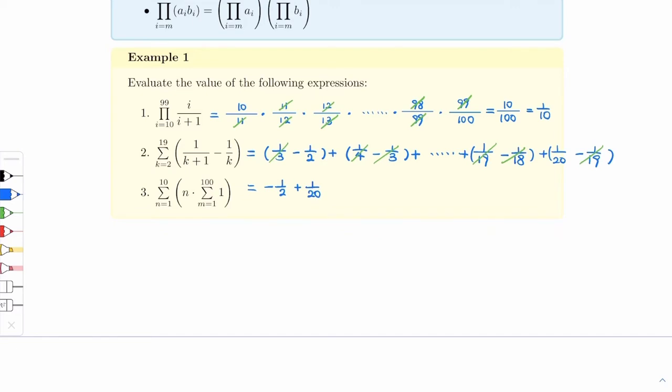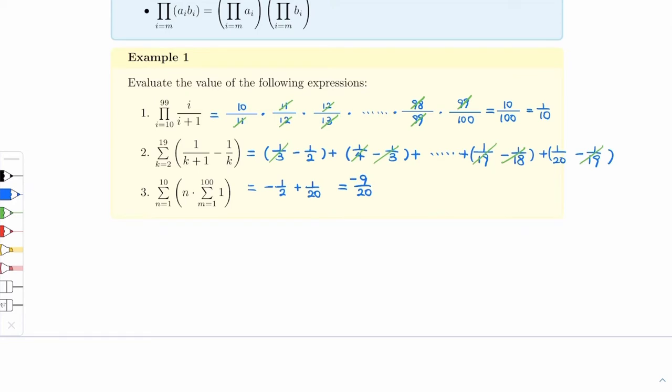Okay, and that's going to give you minus 10 over 20 plus 1 over 20. So that's 9 over 20. Wait, it's negative 9 over 20. Sorry. Yep, negative 9 over 20.